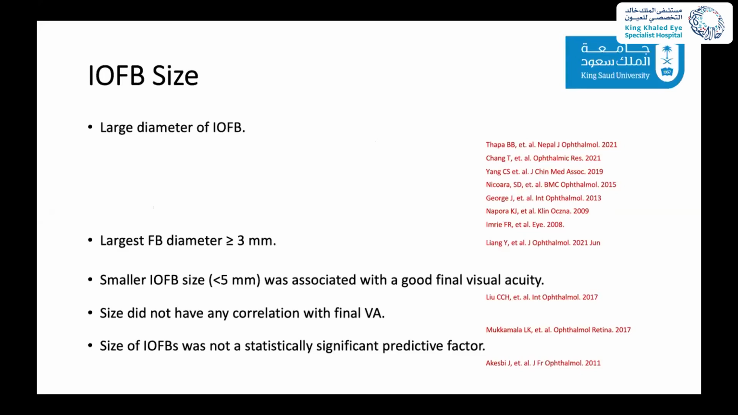Liu et al. found that a smaller intraocular body size was associated with good visual acuity. And only 2 studies found that the size had no relation to the final visual acuity. In those 2 studies, they only included 31 and 57 patients each.